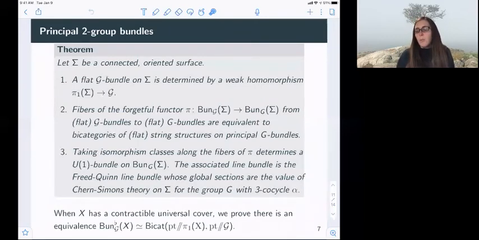So in order to complete most of this proof, we give an explicit algebraic description of the bicategory of both regular and flat two-group bundles on a manifold X. And in particular, we show that when X has a contractible universal cover, there is an equivalence between flat two-group bundles on X and the bicategories of functors of bicategories between point mod pi_1(X) and point mod G.